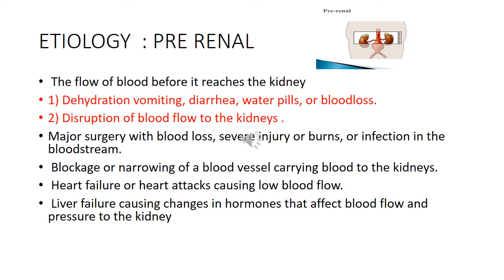Moving on to the etiology. Etiology means the causes of renal failure. In this we have pre-renal causes. In pre-renal, the problem mainly affects the blood flow before it reaches the kidney. It is mainly due to dehydration, vomiting, diarrhea, using water pills like diuretics, or blood loss. It may also be due to a disruption of blood flow to the kidney by major surgery with blood loss, severe injury or burn, or bloodstream infections.